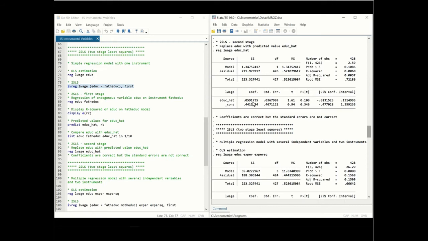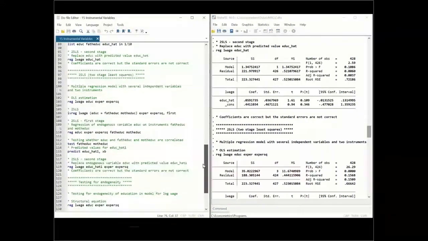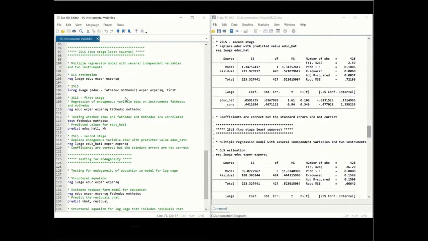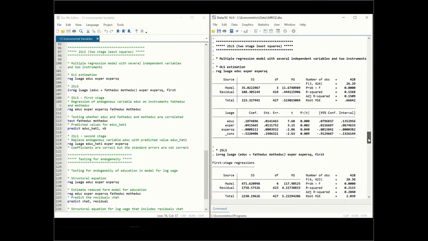Okay, so this is how to do two-stage least squares when we have one independent variable that is endogenous and one instrument, which is father's education. Now, let's talk about how to do two-stage least squares when we have a multiple regression model with several independent variables and two instruments. So here we would be having the multiple regression model of log wage on education, experience, and experience square.